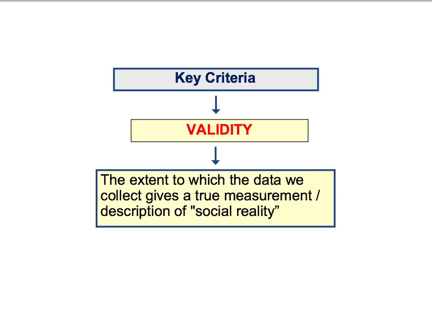Now research is obviously only useful if it actually measures what it claims to be measuring. And in this respect, the concept of validity, the second key benchmark by which we evaluate sociological research, is particularly important. So the concept of validity refers to the extent to which the data we collect gives a true measurement or description of social reality. So a valid research method is one that truthfully captures what is really happening in society.